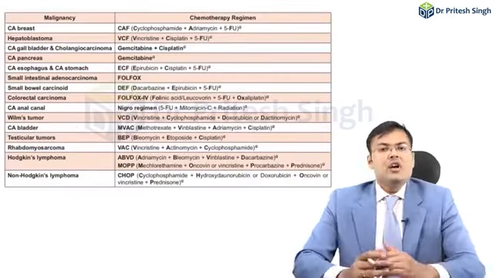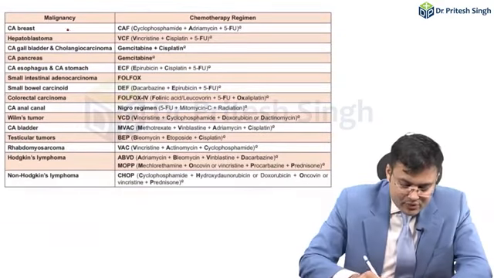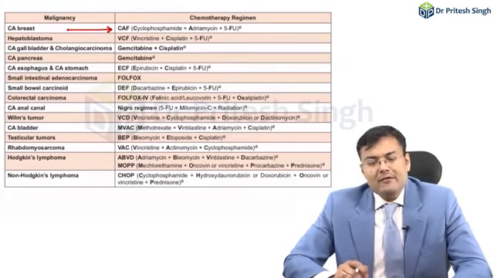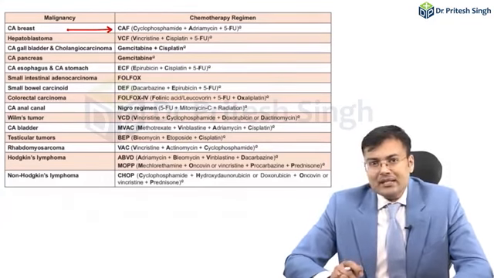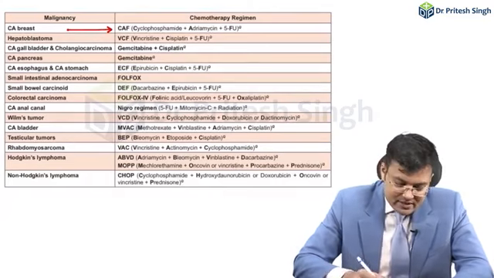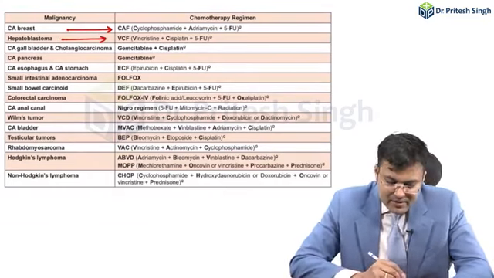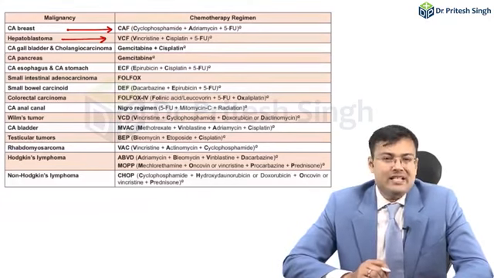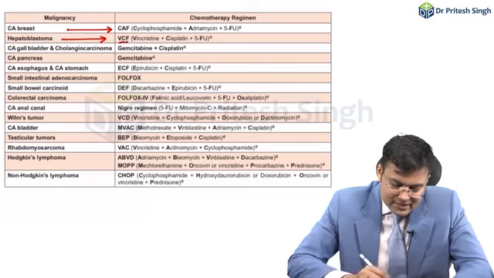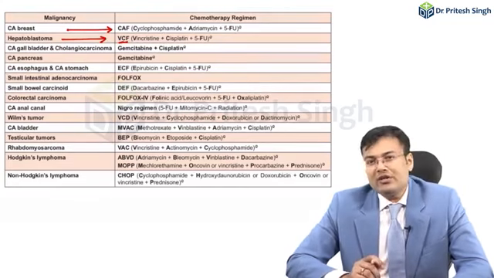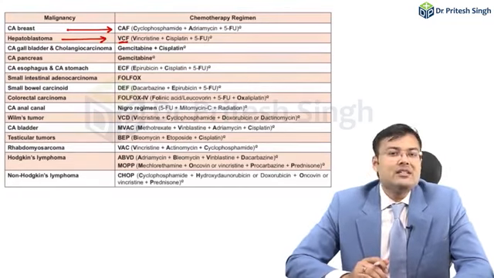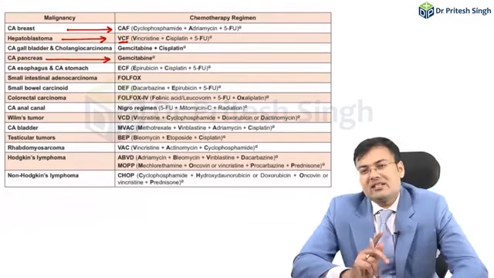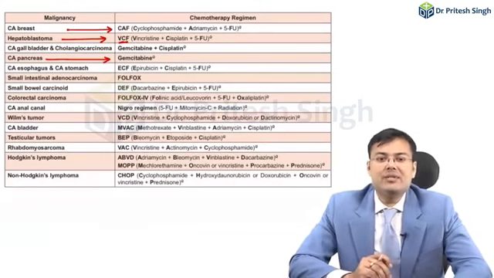surgery. So you must be knowing that in CA breast we use CAF regimen, cyclophosphamide, adriamycin and 5-fluorouracil. Adriamycin is also known as doxorubicin. After that, hepatoblastoma. In hepatoblastoma, VCF regimen, vincristine, cisplatin and 5-fluorouracil. Carcinoma gallbladder and cholangiocarcinoma regimen is same, that is gemcitabine plus cisplatin. And in carcinoma pancreas, you know that a single drug is given, that is gemcitabine.